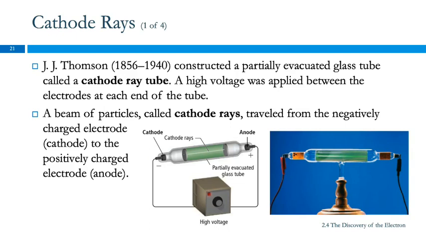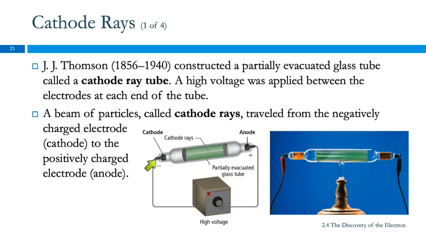This was a partially evacuated chamber, a glass tube, and a high voltage is applied across the electrodes at each end. And what happens is there's a ray that travels from one end to the other. It's called a cathode ray. So we get a beam of particles, and those particles travel from the negative electrode, which is the cathode, to the positive electrode, the anode.